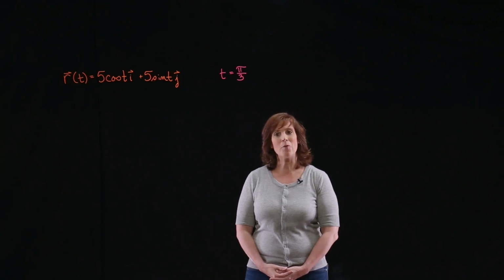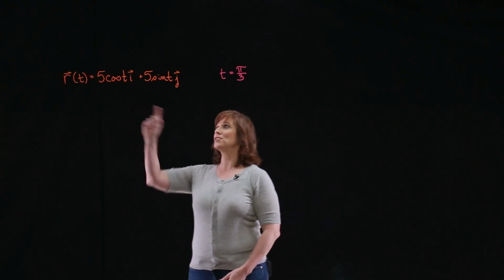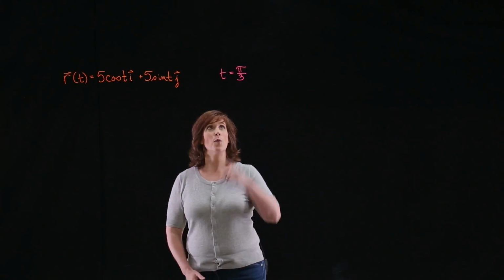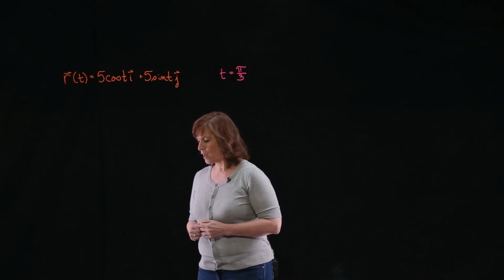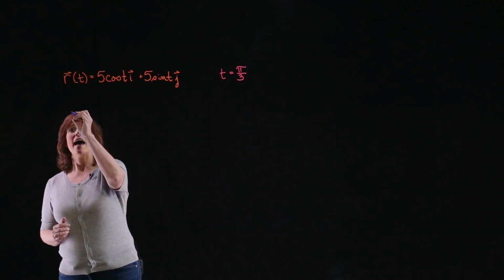Hi everyone, I'm Cheryl. In this problem, we're asked to find the unit tangent vector to my position curve 5 cosine t i plus 5 sine t j when t equals pi over 3. Let's begin by getting the unit tangent vector.